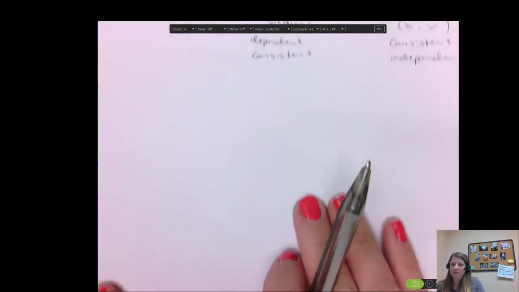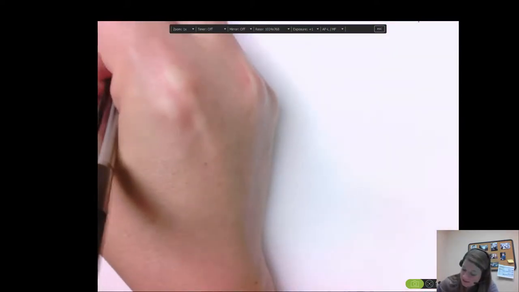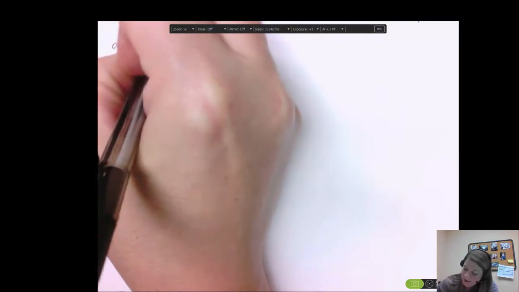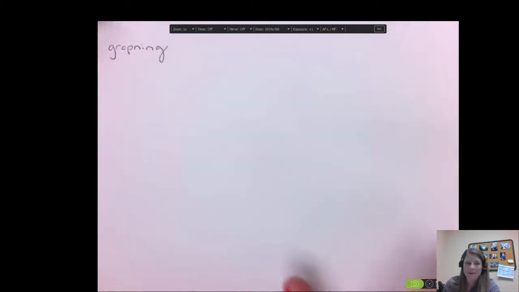So the first method or way that I want to look at these is called graphing to solve them, I guess. Graphing reminds you of how to graph, but graphing isn't the best way because you have to estimate where they cross. So that makes it a little more challenging. But let's look at my first example here.